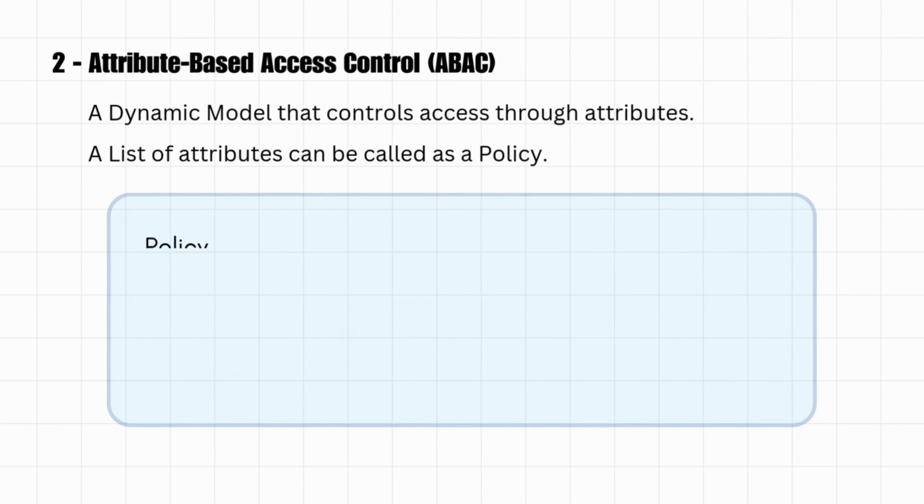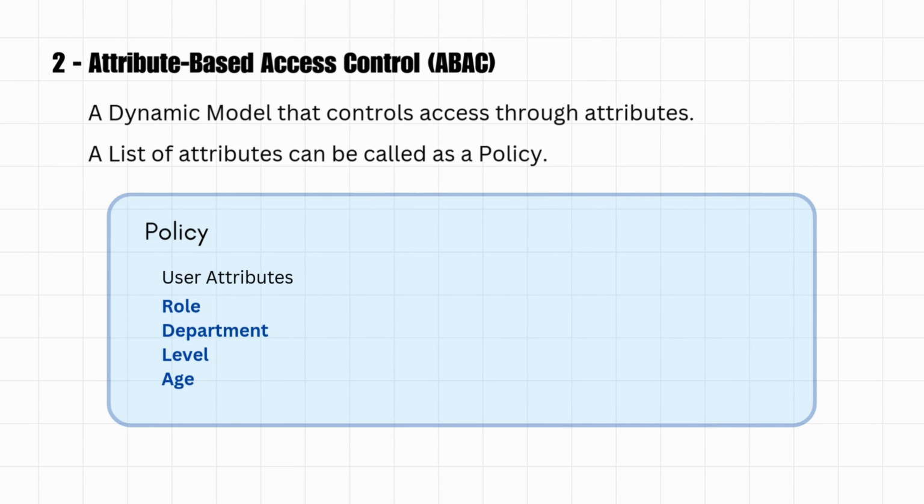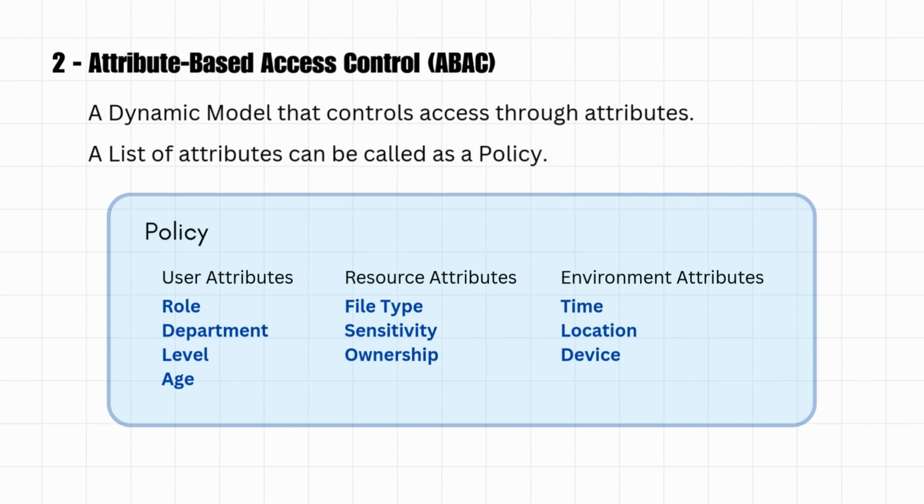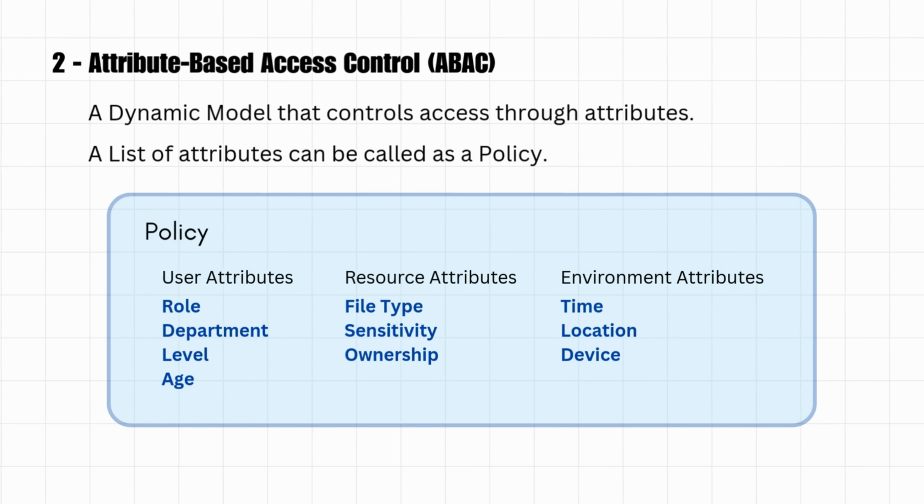These attributes can be user attributes that include role, department, clearance level, age, etc. It can be resource attributes, which is file type, sensitivity level, ownership, etc. And it can also include environment attributes, which is time of access, location, device, etc. Here, authorization is not just role-based, but also considers context and conditions.